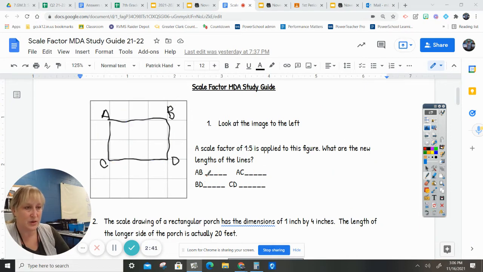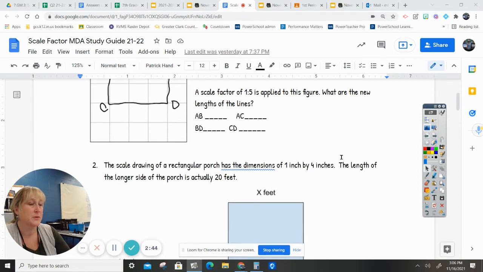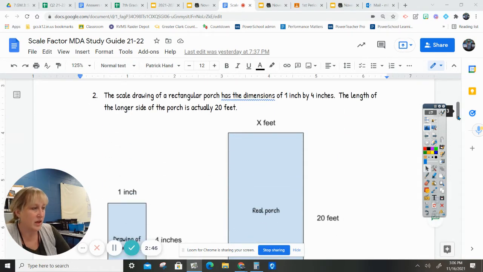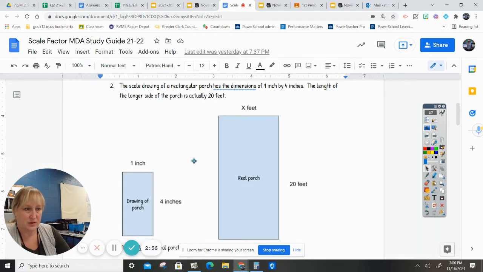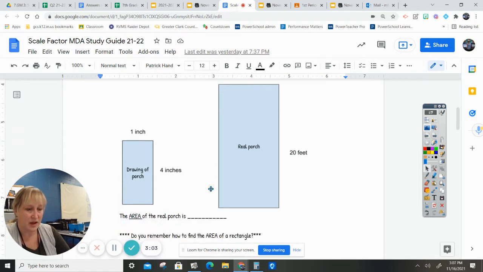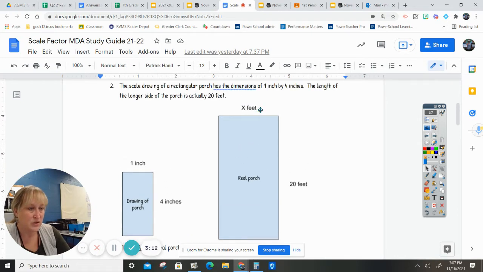All right, so we're going to move on to the next one. The scale drawing of a rectangular porch has the dimensions of 1 inch by 4 inches. So there's the drawing. I might have to make this bigger so I can see it. The length of the longer side of the porch is actually 20 feet. The area of the real porch is blank. Okay, so it's asking for the area. So I need to figure out what this is.